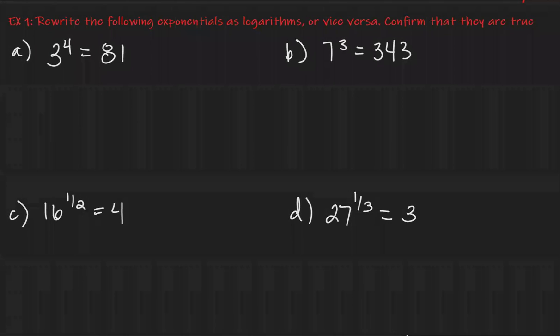Let's look at a first example. We're going to rewrite the following exponentials as logarithms, or vice versa. So we're going to either rewrite an exponential as a logarithm, or rewrite a logarithm as an exponential. And then, as an aside, confirm that they're true.